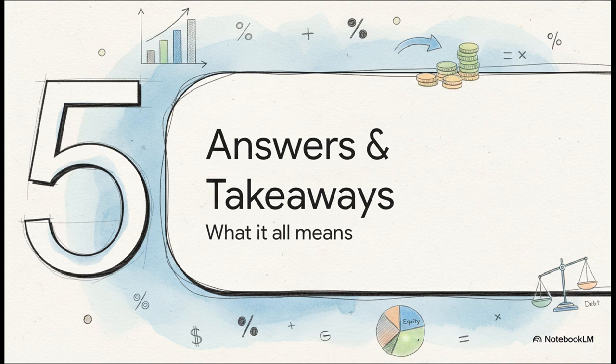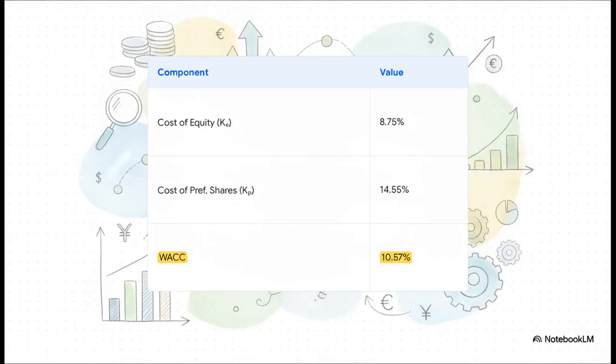So, we've done all the hard work. We've crunched all the numbers. Now let's move to the final section, our answers and key takeaways. Let's quickly recap what we found and, more importantly, what this all actually means. Here they are, our 3 key results all in one place, exactly how you'd want to present them in your exam. The cost of equity, K sub E, is 8.75%. The cost of preference shares, K sub P, is 14.55%. And the blended overall weighted average cost of capital, the WACC, is 10.57%. Seeing them all together really helps lock in the entire process.